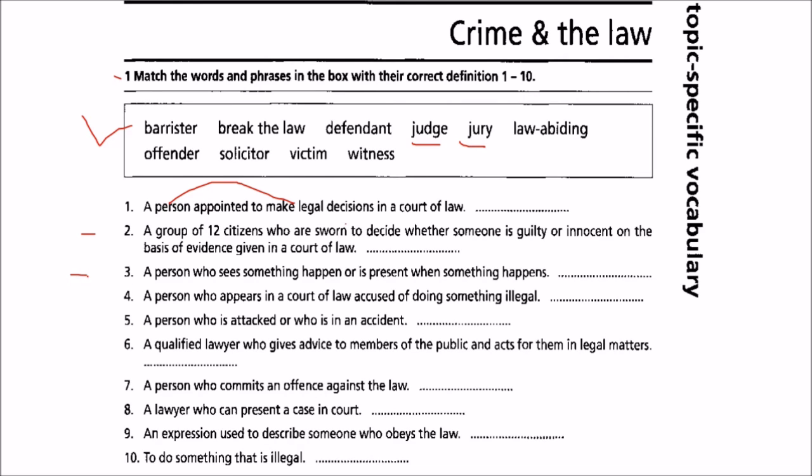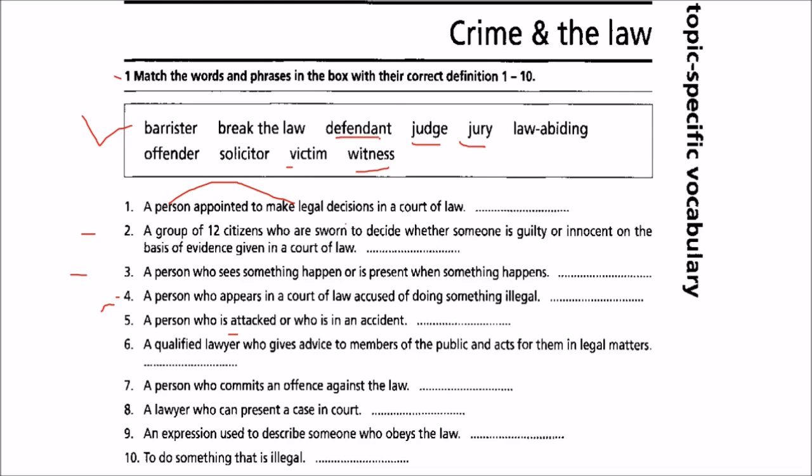Then third, a person who sees something happen or is present when something happens. We call him a witness who saw or who sees that thing happening in front of him. So that is witness. Fourth, the person who appears in court of law accused of doing something illegal. We call him as the defendant.